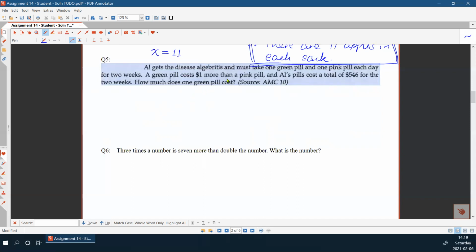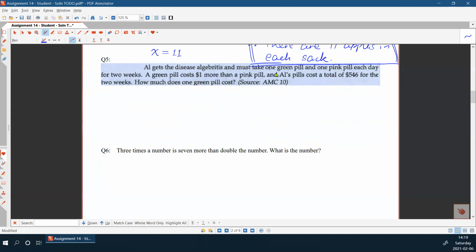L gets the disease L-Gibritis, and must take 1 green pill and 1 pink pill each day for 2 weeks. A green pill costs 1 more than a pink pill, and L's pills cost a total of 546 for the 2 weeks. How much does 1 green pill cost?